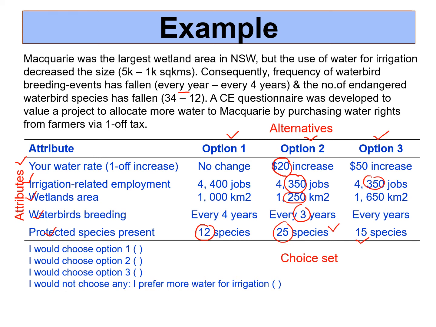Okay, so your respondent would say, I will choose option 1 if they didn't want to pay anything, or perhaps they wanted to choose option 2 or 3, or maybe they don't want to choose anything because they are the ones involved in irrigation-related employment. So it's up to them. Okay, let's say they are involved in the irrigation process, so they may prefer more water.